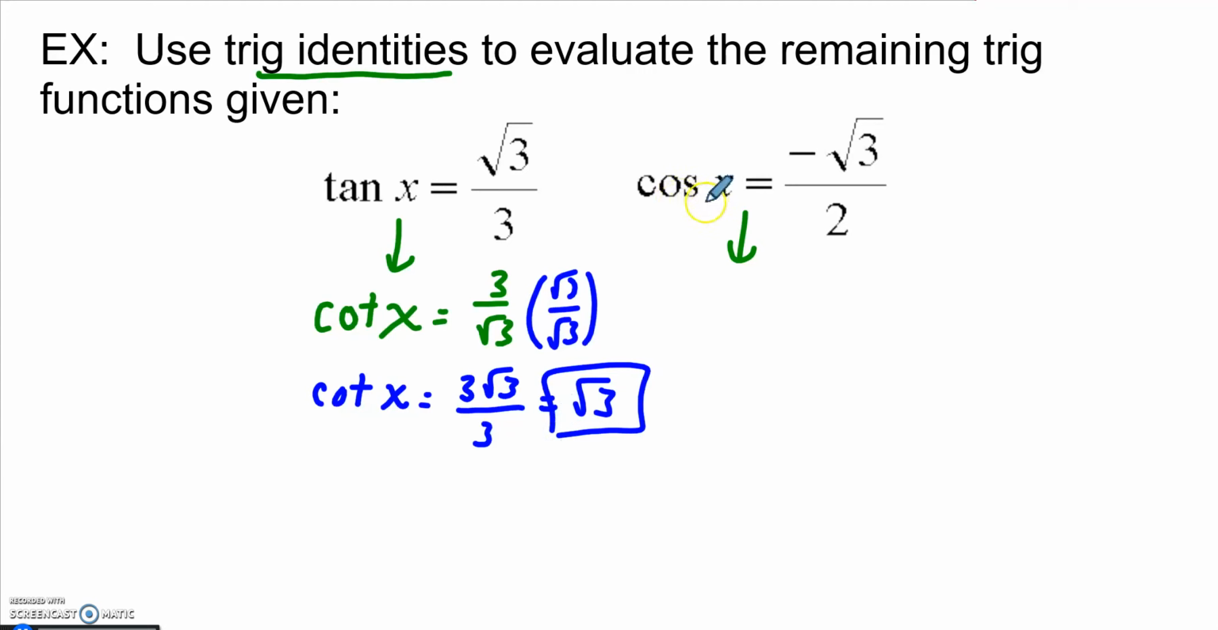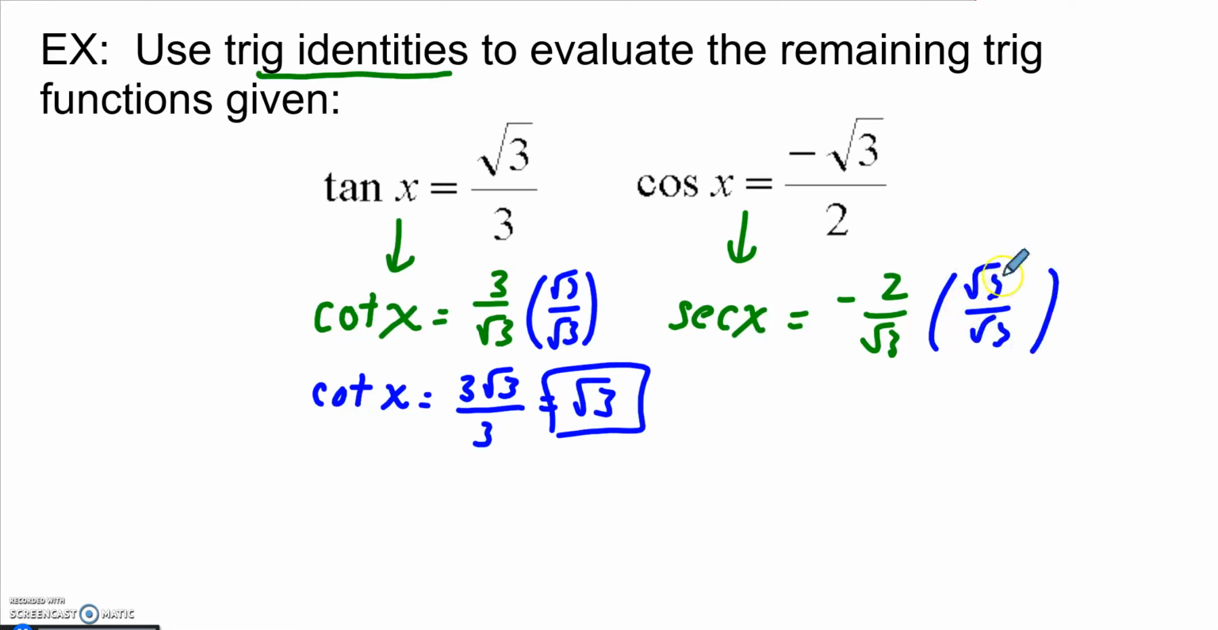If I know that cosine of x is negative root 3 over 2, that means that secant of x, the reciprocal, is equal to negative 2 over root 3. But just like last time, if I rationalize and multiply top and bottom by root 3, I get that secant of x is equal to negative 2 root 3 over 3.